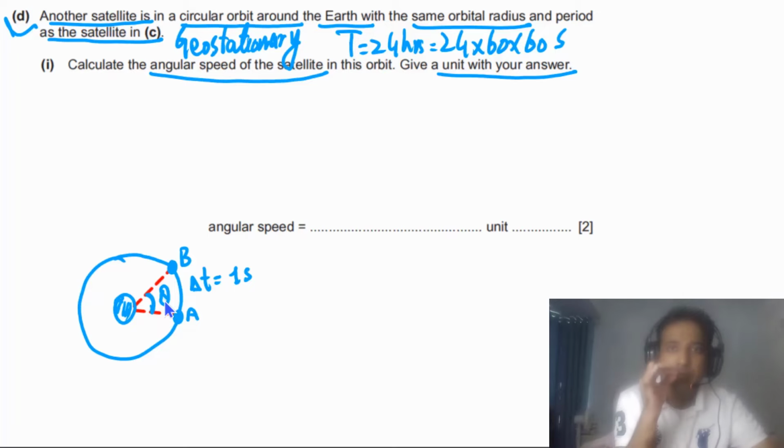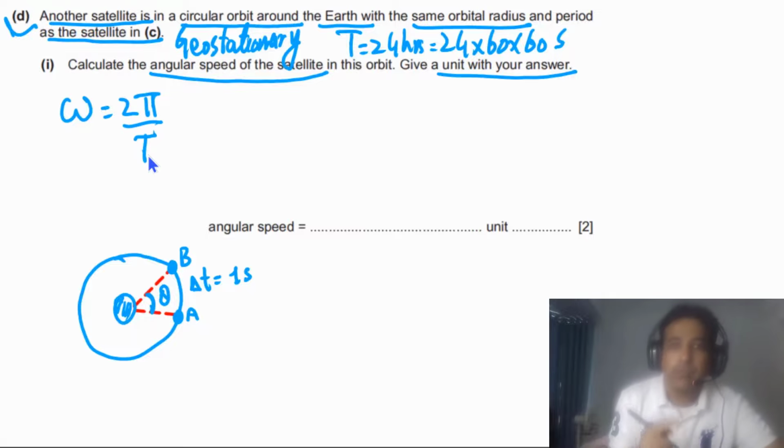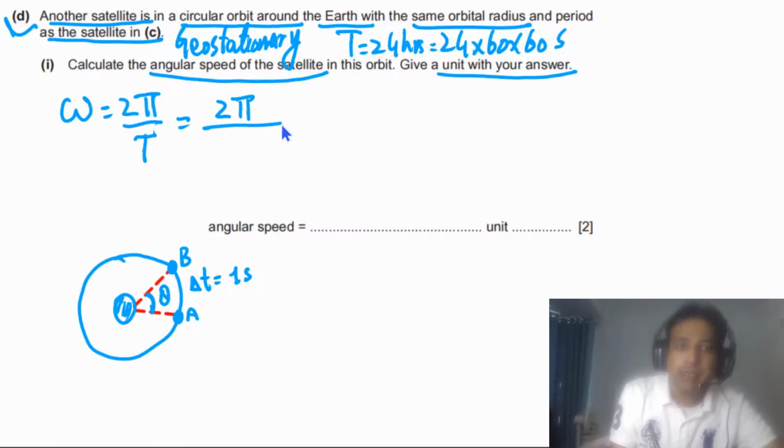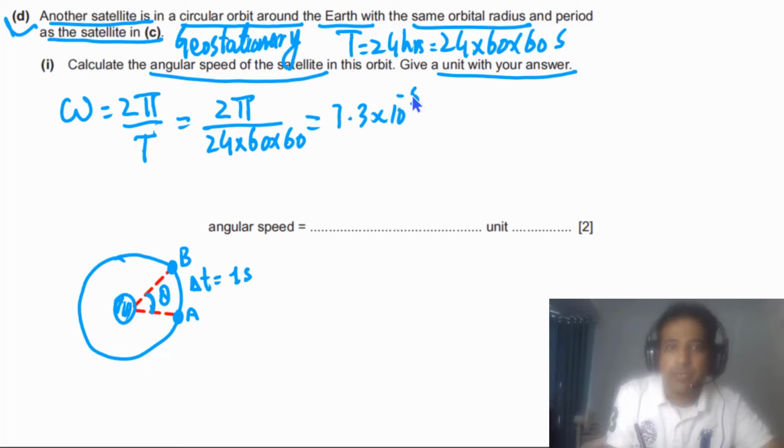Angular speed means angular displacement over time. So how can we calculate angular speed? Angular speed is equal to 2 pi over capital T. This is the angular displacement, and this is the time period. In one time period the angular displacement is equal to 2 pi. So we write 2 pi divided by the time period, 24 times 60 times 60. If we solve this, we will get 7.3 times 10 to minus 5 radians per second.